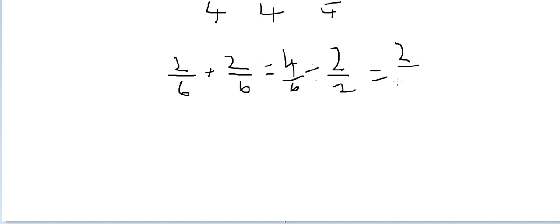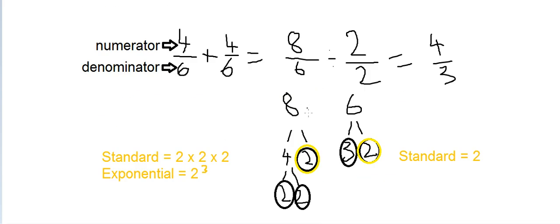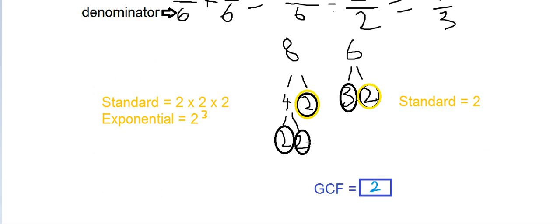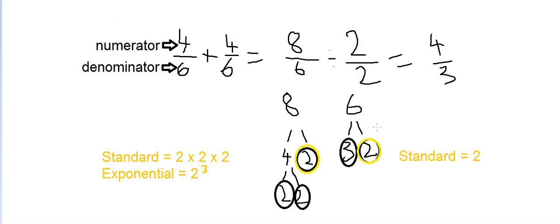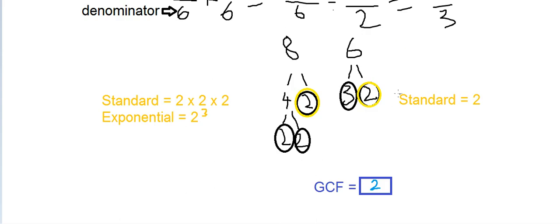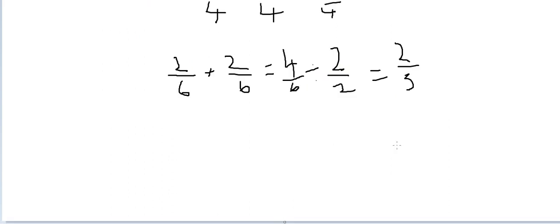2 by 3 will be our answer, and that's as simple as it gets. And this is how you find the GCF of the numbers, especially quickly. You can refer back to this part if you want to find out the GCF. Make sure you practice finding the factors.